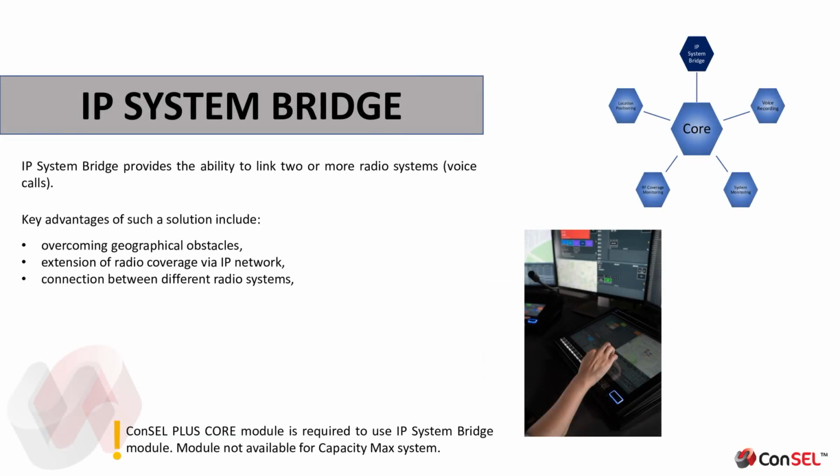The IP System Bridge gives you the ability to connect two or more radio systems. It enables communication between radios operating in different networks with fixed and dynamic voice call bridging. It helps in everyday operations such as car fleet management and also helps to overcome geographical obstacles, as well as allowing you to connect two different radio systems. This module is not available for the Capacity Max system.